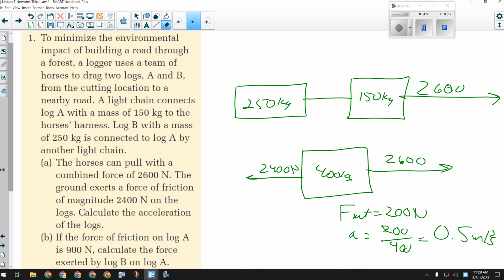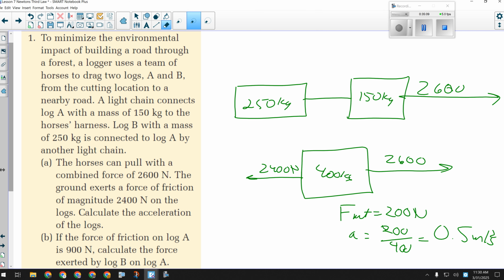Now you have to break it up, box by box. There's a way to do it for each box, or sorry, for each log. You could use the 250 or you can use the 150. They'll both arrive at the same answer. It's just different points of view. You do have to do one extra calculation if you're going to use the 250.